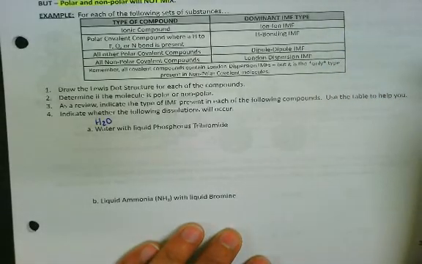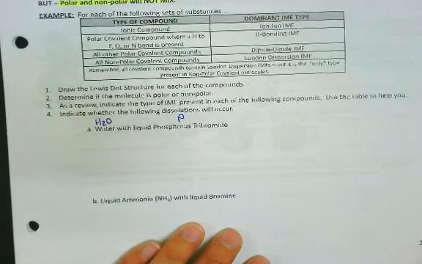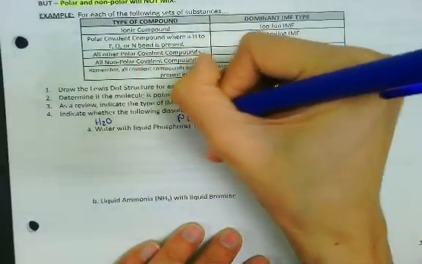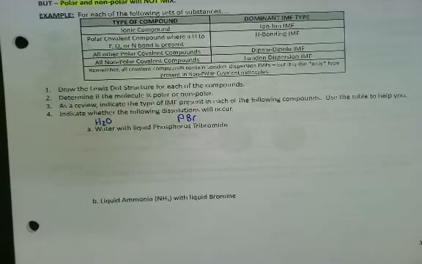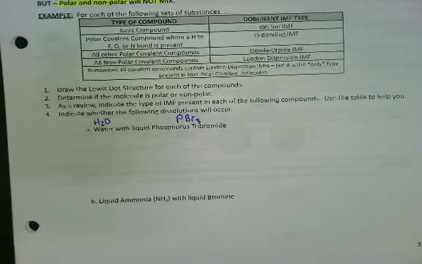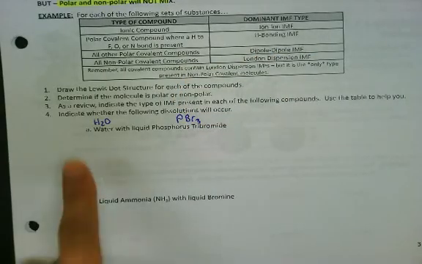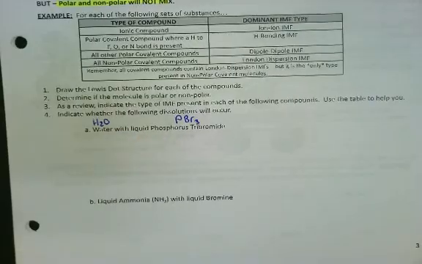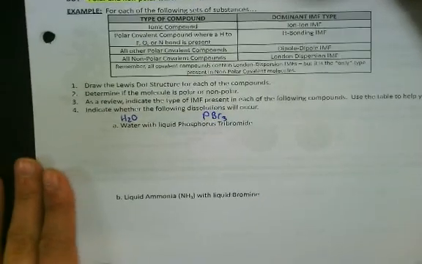Not K. P. There you go. Potassium is K, yes. P, B, R, and then what does that tri mean? 3. So we've got 3 of those. Okay, so there's our formulas. We're going to draw a Lewis dot structure for water, and we're going to draw a Lewis dot structure for phosphorus tribromide.